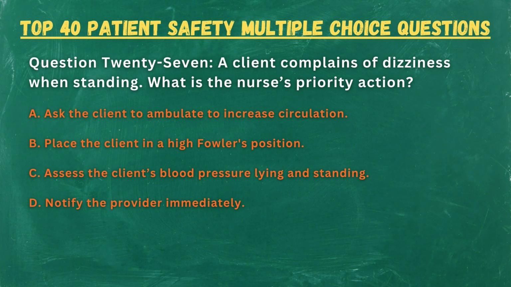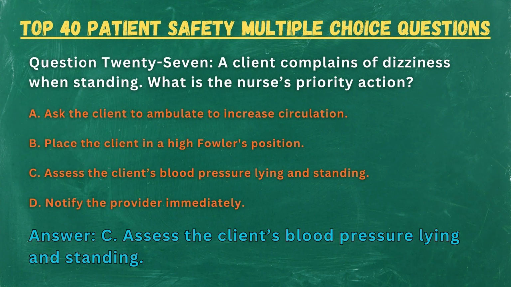Question 27. A client complains of dizziness when standing. What is the nurse's priority action? A. Ask the client to ambulate to increase circulation. B. Place the client in a high Fowler's position. C. Assess the client's blood pressure lying and standing. D. Notify the provider immediately.